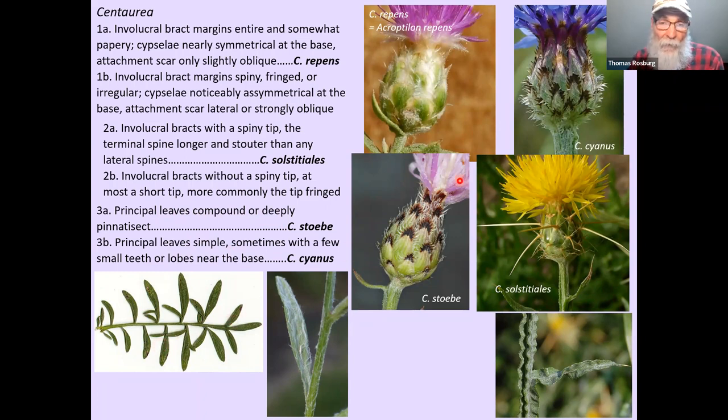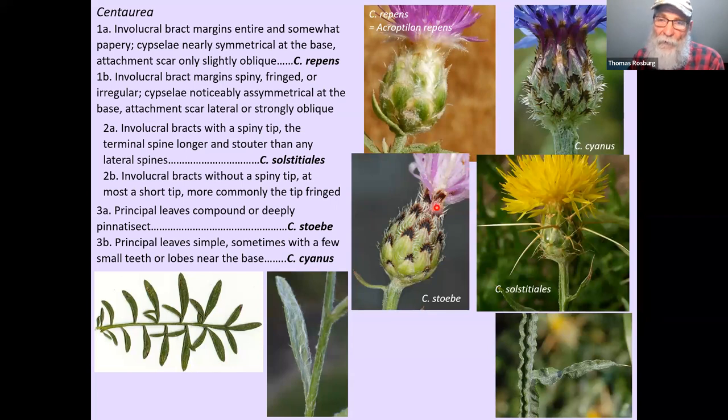You can also use color a little bit. Stoebe is the one that is pinkish to whitish, usually a lavender color. And cyanus is bachelor's buttons. This one again, stoebe, what is the common name for it? Oh, it is spotted knapweed. There we go, spotted knapweed. This is bachelor's button up here, or cornflower. It's usually blue, but it can be lavender though.